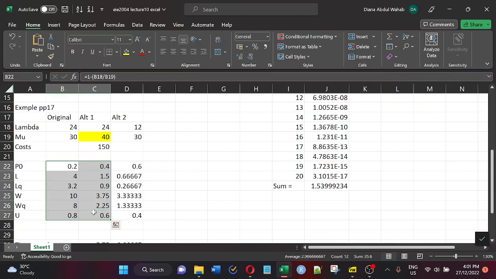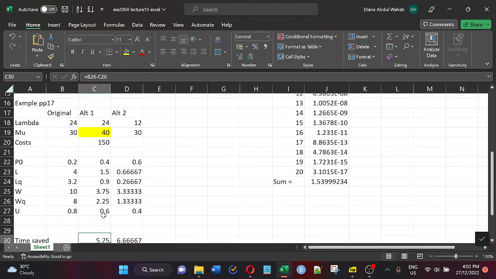You can see the waiting time is reduced from 10 minutes to 3.75 minutes. This is a huge reduction. But look at the waiting time in the queue. It has reduced from 8 minutes to 2.25 minutes. So you're waiting for 2.25 minutes. There is little chance that you will go to another store, because 2 minutes is not that long. So now let's look at the cost.